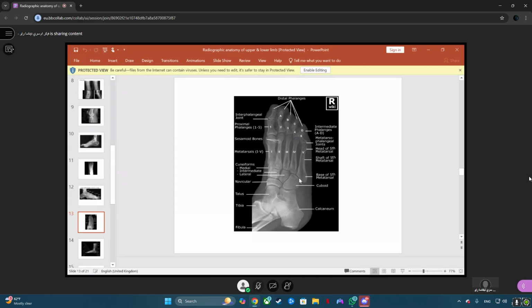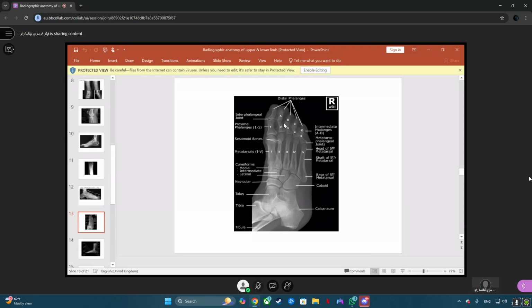The part of the metatarsal which is articulating with the tarsal bone, we call the base of the metatarsal, and the other end is called the head of the metatarsal. The head of the metatarsal articulates with the phalanges. In the great toe, we have only two phalanges, the proximal phalanx and the distal phalanx. In other toes, we have three phalanges: proximal, intermediate, and distal.